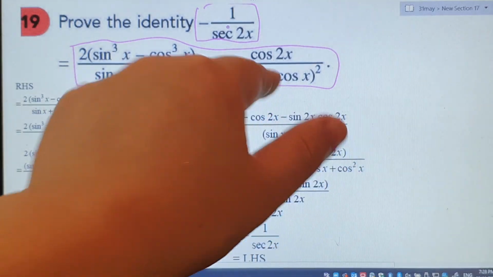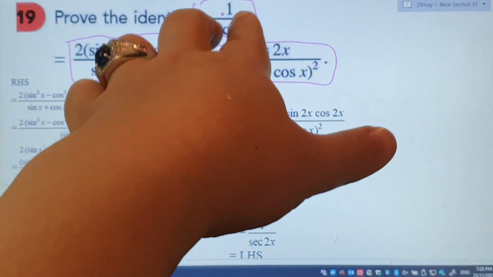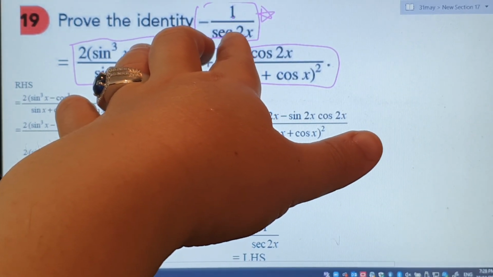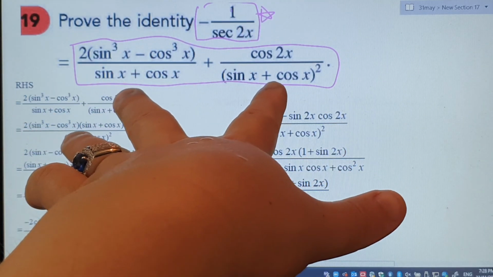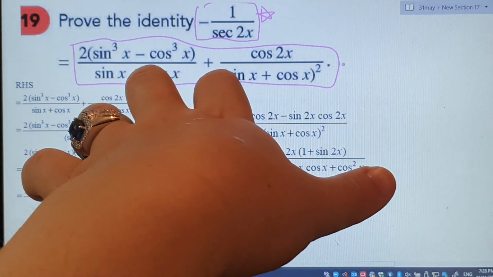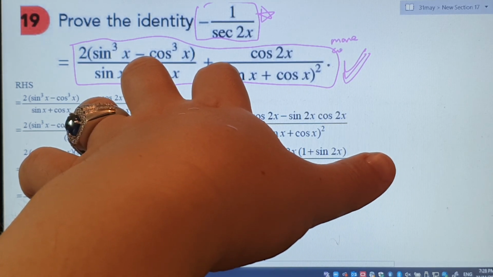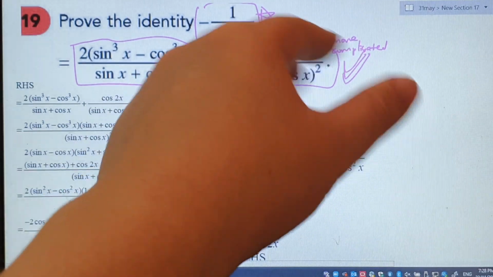Or should you start with the right hand side? Definitely, you have to start with the right hand side. Because you see the left hand side, it's just this. From such a simple looking thing, how are you going to manipulate until it becomes so complicated? Cannot. So you have to always start with the more complicated one. This is the more complicated expression. Okay, so you start from here.